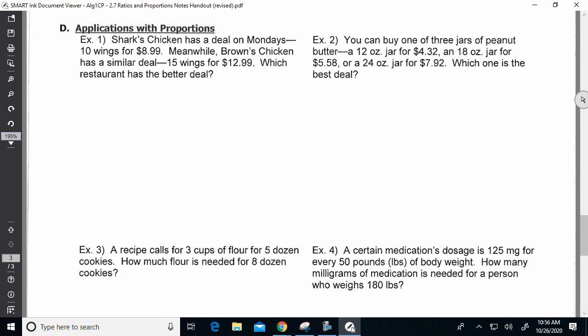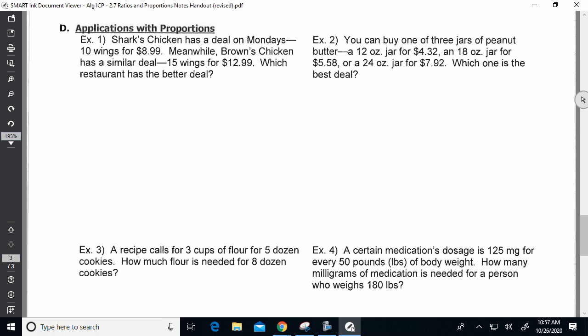So let's start with example 1. Shark's Chicken has a deal on Mondays. 10 wings for $8.99. Meanwhile, Brown's Chicken has a similar deal. 15 wings for $12.99. Which restaurant has a better deal?